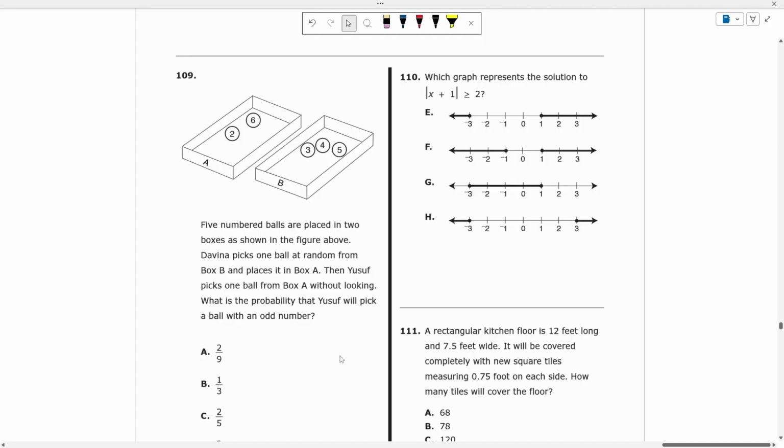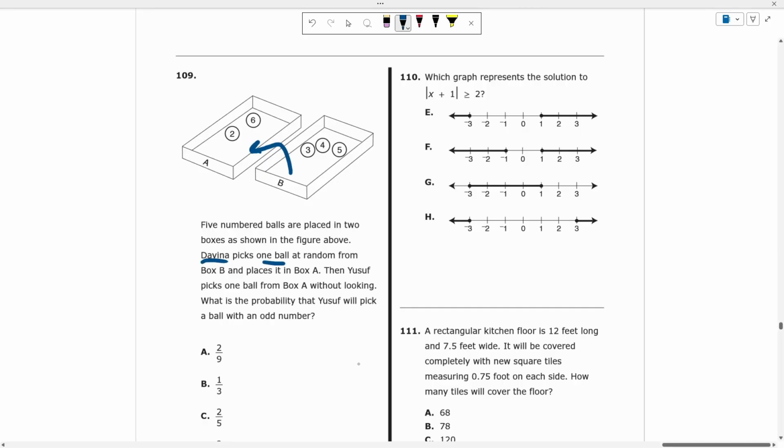So number 109 says that 5 numbered balls are placed into 2 boxes as shown in the figure above. Davina picks 1 ball at random from box B and places it into box A. Then Yusuf picks 1 ball from box A without looking. What is the probability that Yusuf will pick a ball with an odd number? So here's the thing. There's 2 different probabilities happening here.